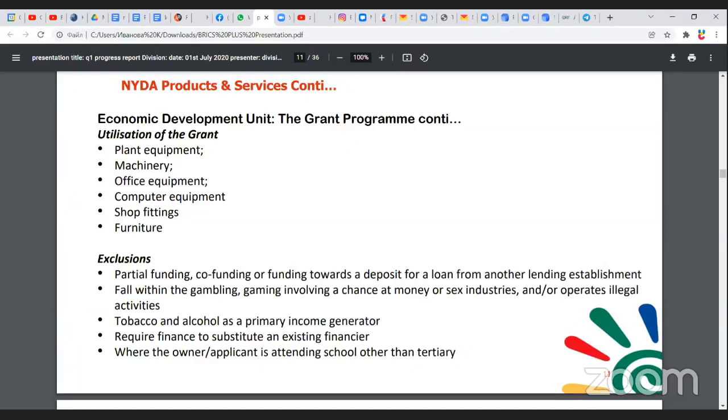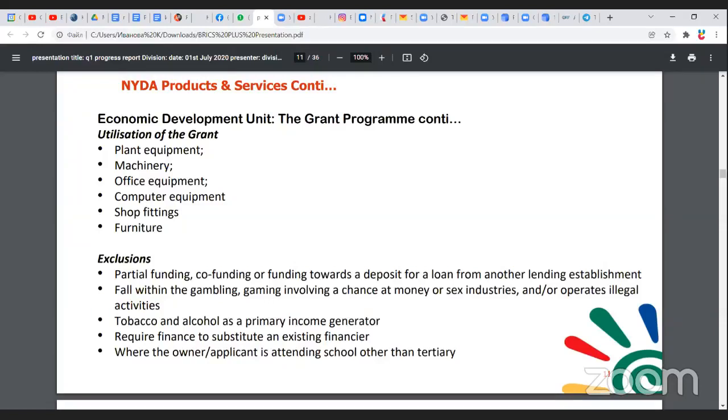Exclusions include partial funding or co-funding or funding towards a deposit for a loan. So you can't take a loan from somewhere and say that we provide you a grant to pay the loan. Or maybe you are in the business of gambling or gaming, involving a chance, or the sex industry, or operating other activities that are not in line with the laws of our country. Tobacco and alcohol as a primary income generator. We know that when you run a restaurant, it might need to have tobacco or alcohol, but that should not be the primary income generation of the business.